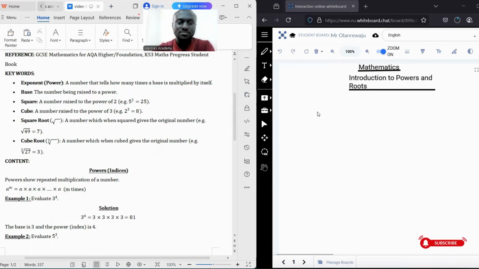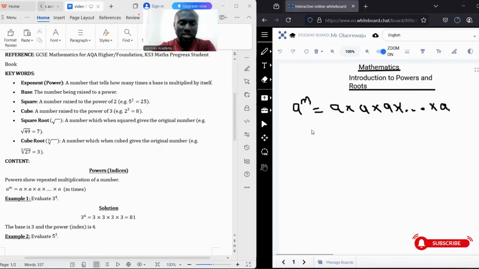Powers, indices. Power shows repeated multiplication of a number. A raised to the power m means a multiplied by itself m times, that is a times a times a, till we get to the nth number of a.